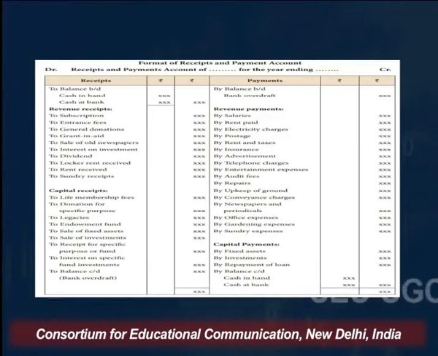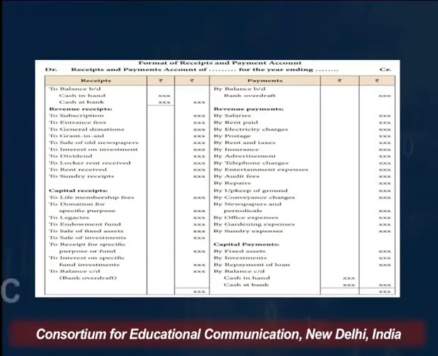In the capital receipts we have life membership fees. This is actually a debatable issue. Few scholars feel that life membership fees can be a recurring nature receipt, whereas others say that it is a lifelong receipt paid only once by a member, so it should be treated as capital. If nothing is said in the question or in the given case, we recommend that you take it as a capital receipt only.